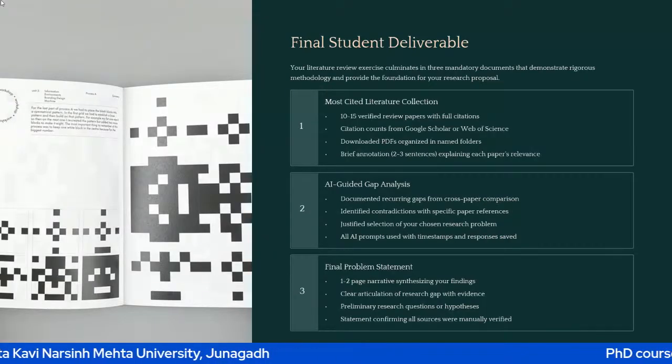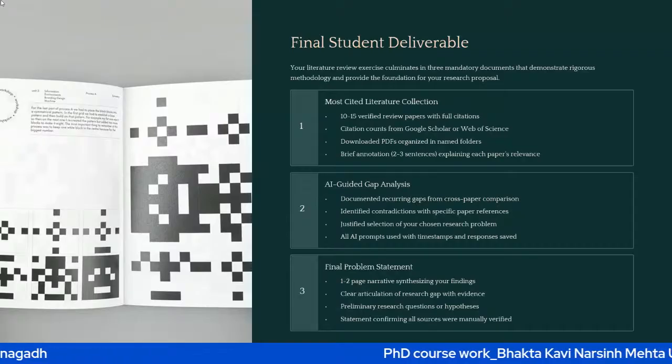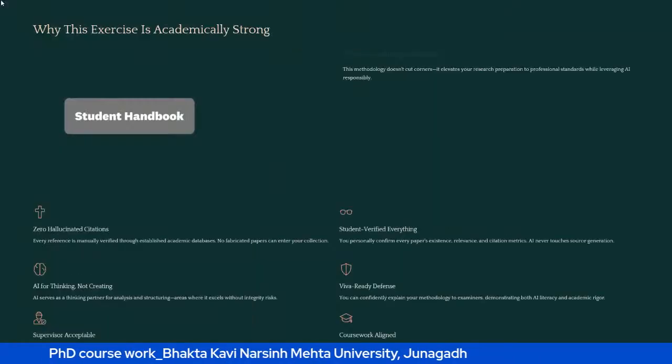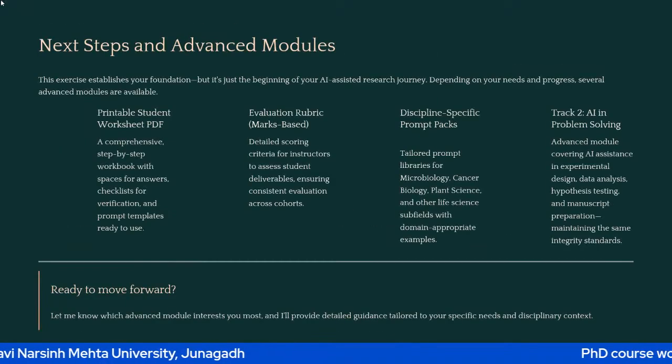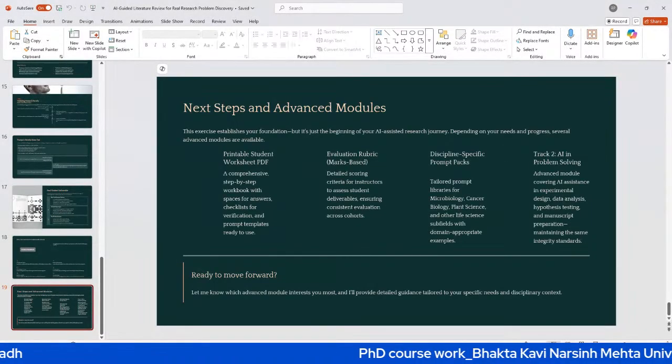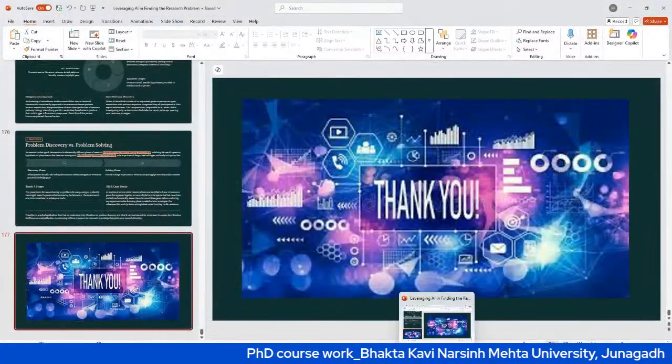You will find out 10 to 15 cited literature papers. You have to find out the AI-guided research gap analysis, and even one or two research problem statements, and whatever research problem statement is there could also be validated with this, right? So this is a way by which you can do the exercise for defining the research problem.